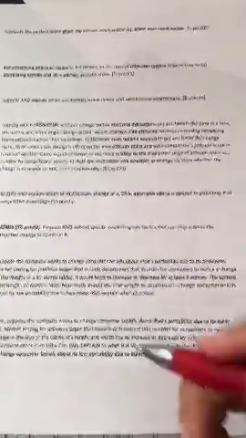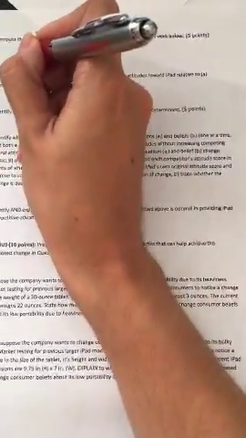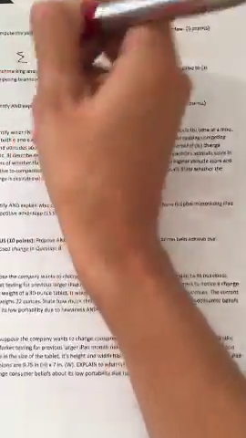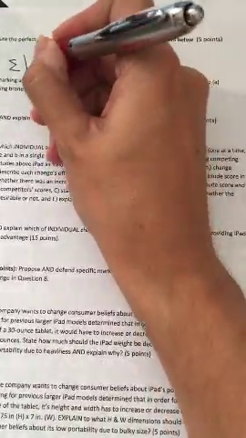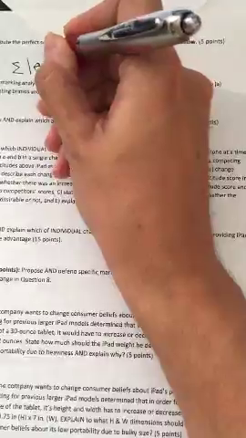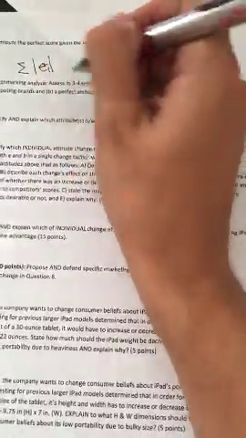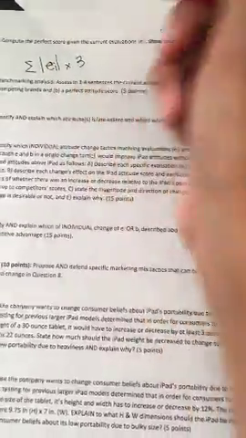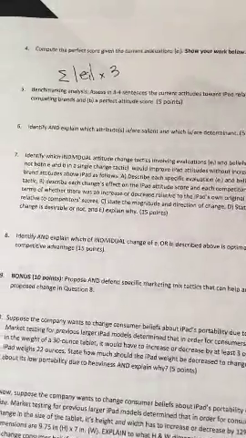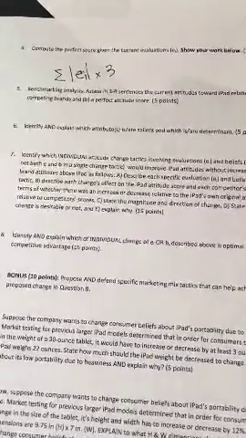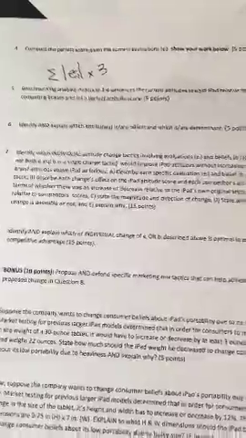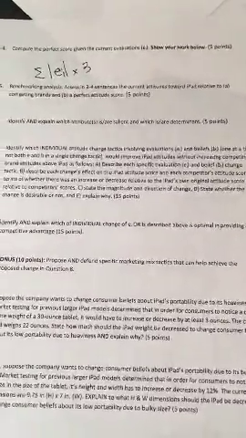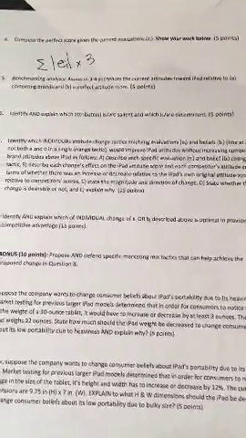Next part, number 4. Compute the perfect score given the current evaluations. Show your work below. This is explained in detail in the video. I will just write the formula here. It is the sum of the absolute values of all the evaluation scores times 3. Okay, so that's the shortcut. The sum of the absolute values of the evaluations times 3. If you don't know what I'm talking about, please watch my videos on multi-attribute attitude models.